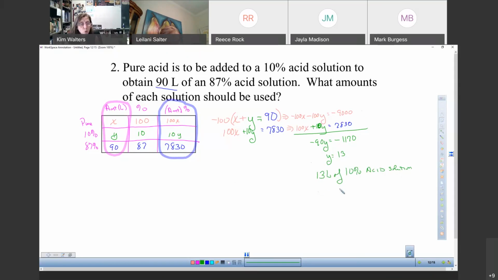To find how much pure acid I need, I would probably substitute into this. So to find y, excuse me, to find x, because we found y, I would think x plus y equals 90. You may not even have to actually substitute this in. You may simply say, okay, it's going to be 90 minus 13, and that's going to give me 77. So 77 liters of pure acid. You add these together, you should get a total of 90. That's what I need.